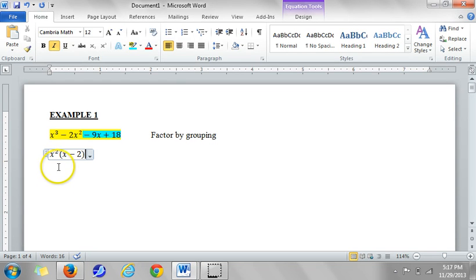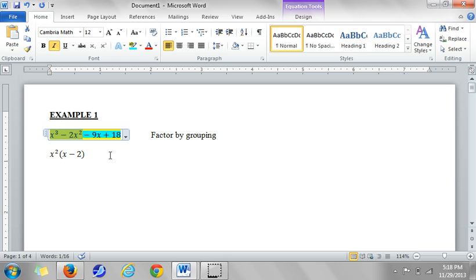And I know that because if I do x squared times x, that would give me a result of x to the third. And then x squared times negative 2 would give me negative 2x squared. So that's what my first group looks like factored. Now I'm going to move on to my second group.